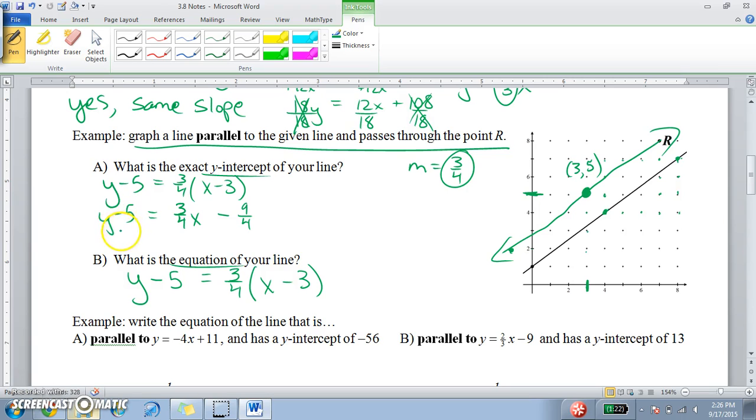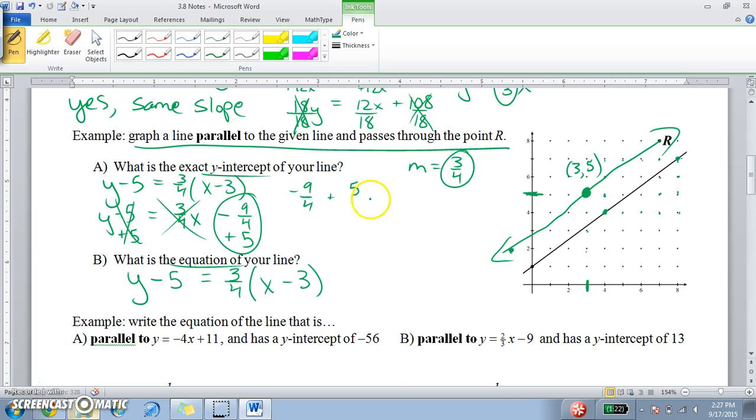We still have to get the y by itself, so we have to add 5. So I have 3/4 x minus 9/4 plus 5. Well, this is going to give me y by itself. So these two numbers, when I combine them, that's going to give me my y-intercept. All I care about is what these two numbers give me when I add them together: negative 9/4 plus 5.